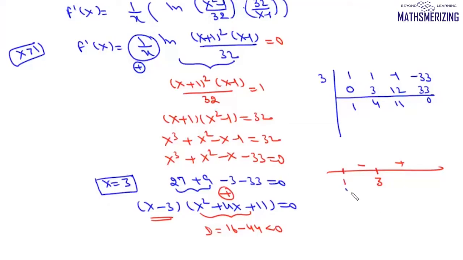Now in the interval 1 to 3, this function is a decreasing function. From 3 to infinity, it is an increasing function. So this function decreases in (1, 3) and increases in (3, infinity).